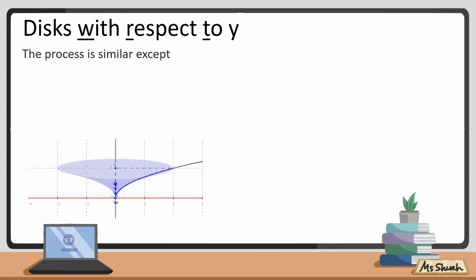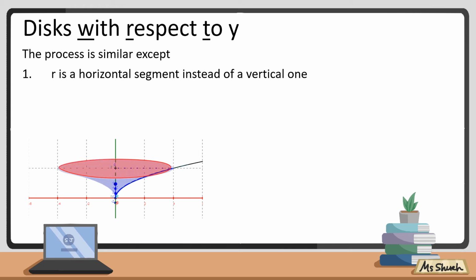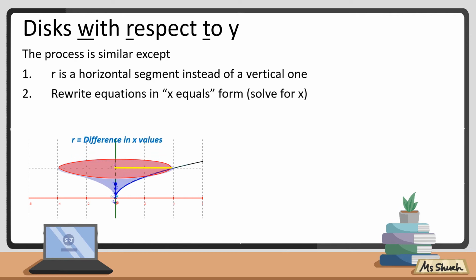So the process of integrating with respect to y is very similar, except since we created these horizontal discs, our r is going to be a horizontal segment instead of a vertical one. And this r is the difference in x values, so we're going to rewrite our equation in terms of y, as x equals form. This just means we're going to solve for x. Once we have that, we express our r in terms of y. It's r equals f of y, and we can integrate with respect to y.